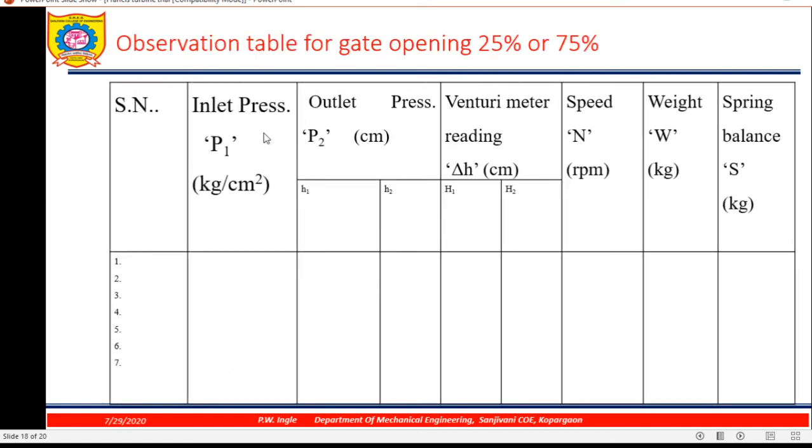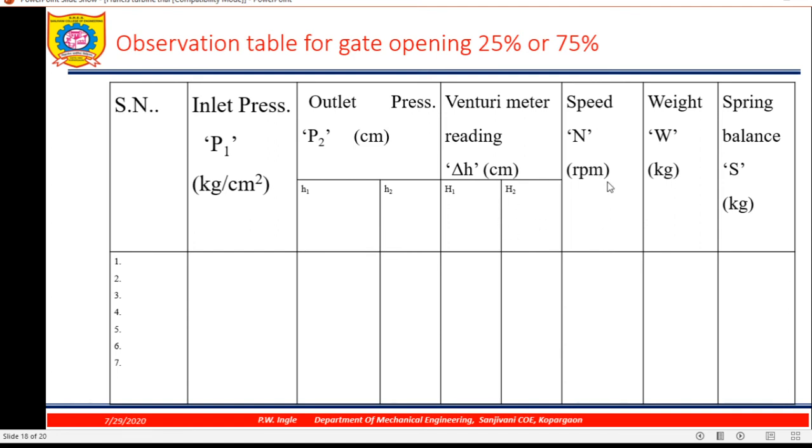So inlet pressure you can take by using the pressure gauge. Then outlet pressure, that is P2, for gate opening of 25%, 75%, 50% or 100%. P1 is in kg per centimeter square. Then P2 is in centimeters. By taking reference of the manometer, venturimeter reading, it is also in centimeters, and you convert it into meters.